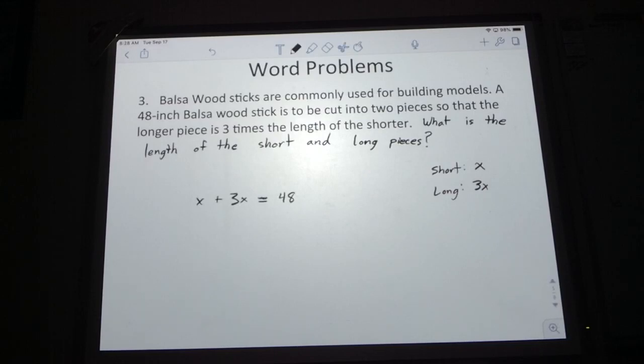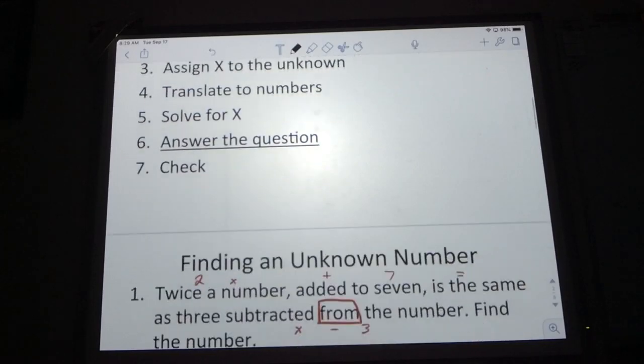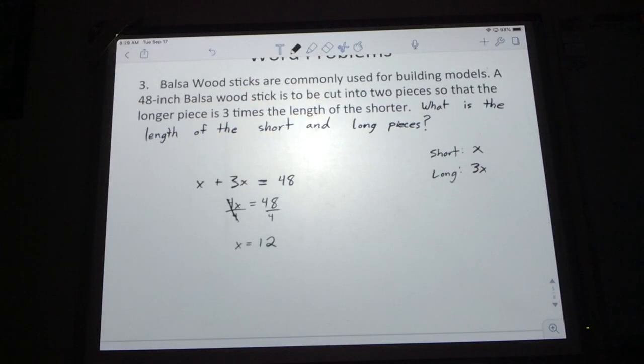That's an equals. So 4x equals 48. Divide both sides by 4. X equals 12. Okay, so remember when we solved for x, the next thing to do is answer the question. So we got to answer what our question is. Our question says, what is the length of the short and the long piece?